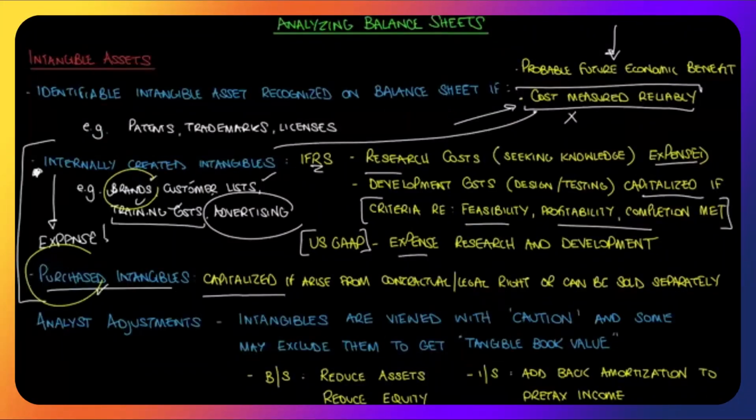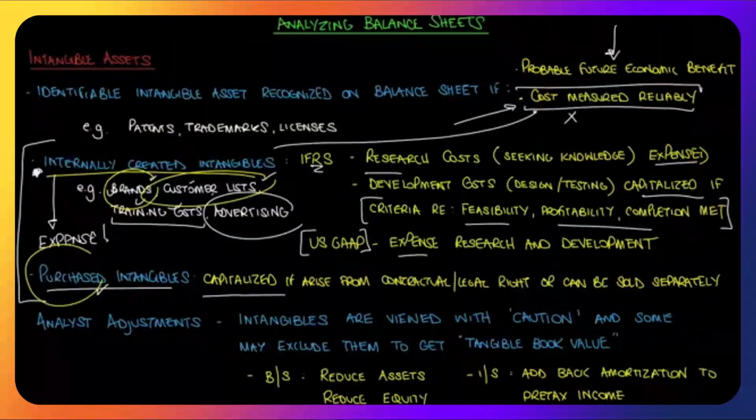You buy a customer list from somebody, you can capitalize it. You could sell that list on. Generate it yourself, the cost is not measurable, it's expensed. That's why intangibles are so interesting to study and interesting to think about as an analyst.